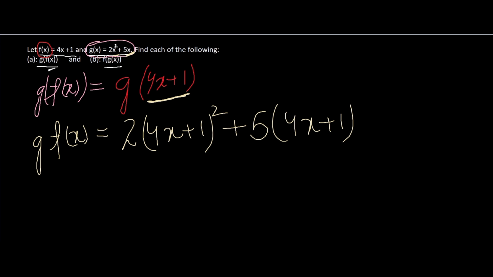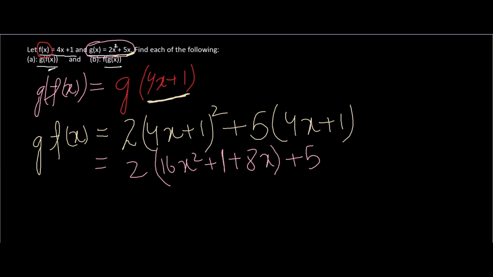This is the formula (a plus b) whole squared, which is equal to a squared plus 2ab plus b squared. So 4x squared is 16x squared, and 1 squared is 1, and 2ab: 2 times 4 equals 8, 8x times 1 is 8x. Then plus 5 times (4x plus 1). Multiply the 5: 5 times 4x is 20x, and 5 times 1 is 5.